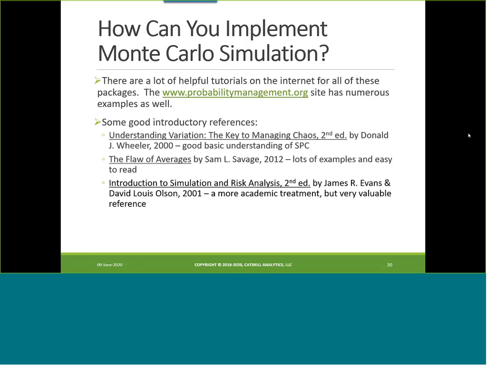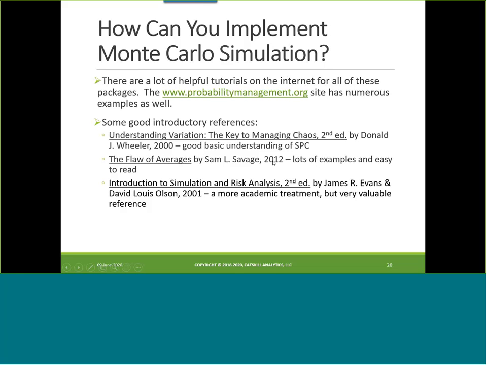Some good introductory references. The first one I'm sure a lot of you are familiar with, that's Donald Wheeler's Understanding Variation. If you're not real familiar with SPC or it's something you don't use a lot, this is a great place to start. Go back, brush up a little bit. It's a great book. I always have several copies on my desk so that I can give one to anybody that I think really needs it. They're also easy to find used on Amazon, so you can get them for a very reasonable price.